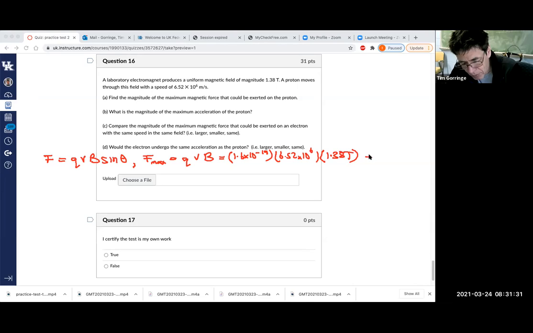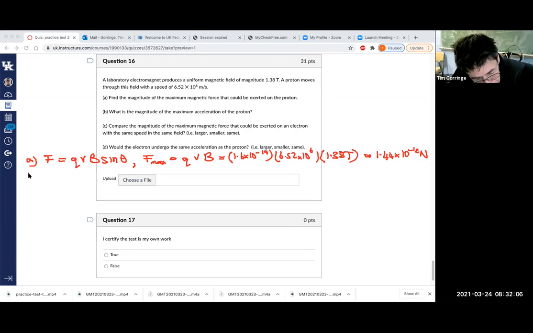If I multiply those three quantities together, the charge is very small, the speed is very high. We're going to get, in the end, a very small number because the charge of a proton is so small. I've worked it out here. I got 1.4 times 10 to the minus 12 newtons. So that's that tiny force, the maximum force that could be exerted on that proton. So that's the answer to part A.